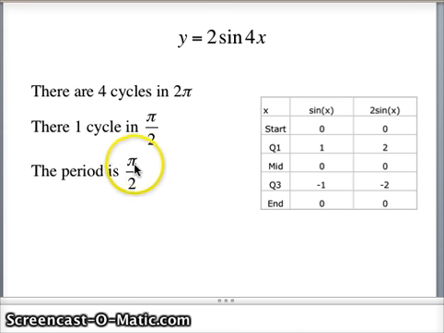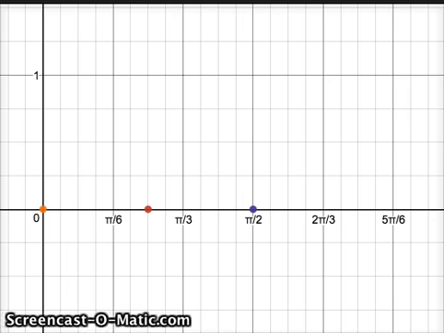Just to clarify that, complete the period in pi over 2. The entire cycle will be completed in pi over 2. Starting point 0, ending point pi over 2, midpoint pi over 4. So we know we complete the entire cycle in pi over 2. Starting point, end point, midpoint here at pi over 4. So the quarter point will be at pi over 8 and at 3 pi over 8. And what will that be?